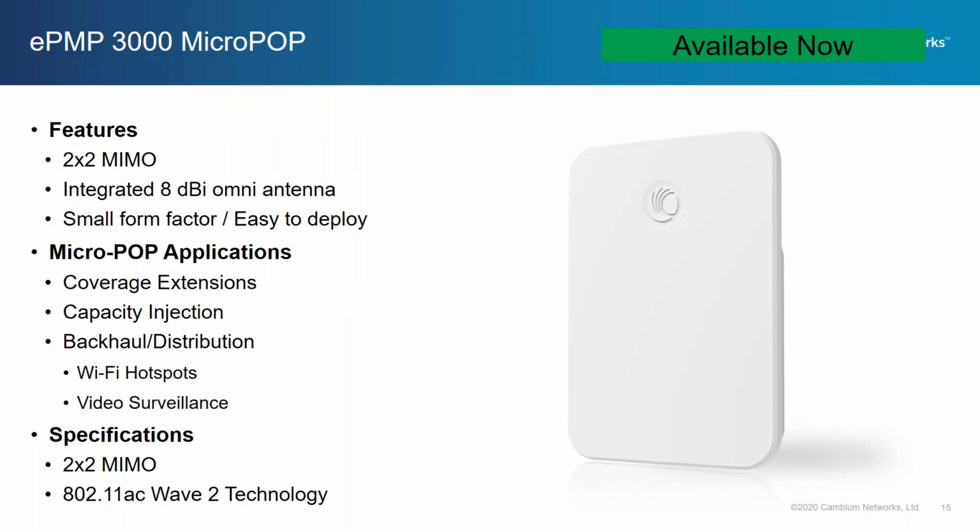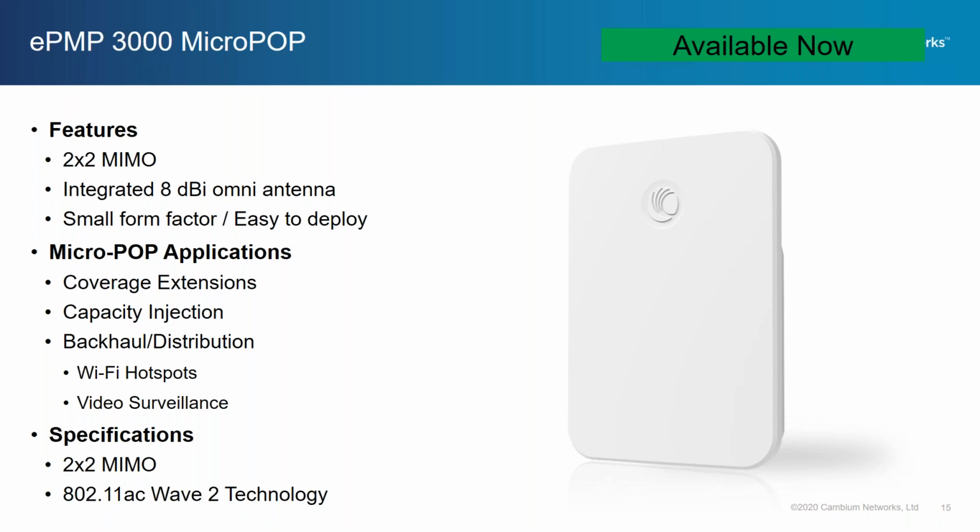I mentioned MicroPOP before. This is also available now. A couple things to point out on this. It is really meant for short range. I kind of think in terms of half a mile or so, and really meant for maybe a small housing development or even to feed some outdoor Wi-Fi hotspots. That kind of thing is a good application for the MicroPOP.